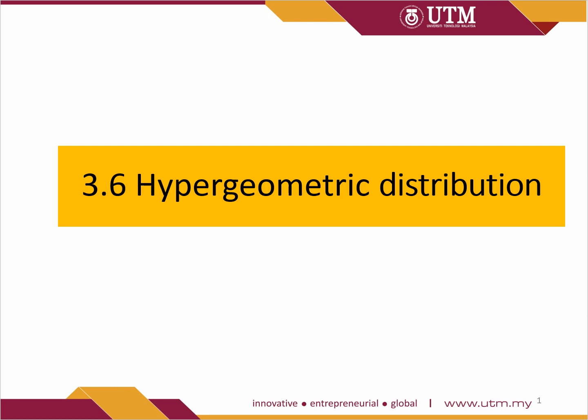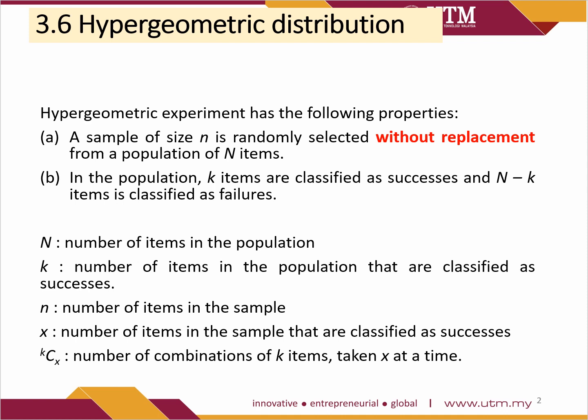So in this video, we are going to learn the last probability distribution for discrete, which is hypergeometric distribution. A hypergeometric experiment has the following properties. We have a sample of size n randomly selected without replacement from a population of N items, meaning that we have two sample sizes. We have two different focus.